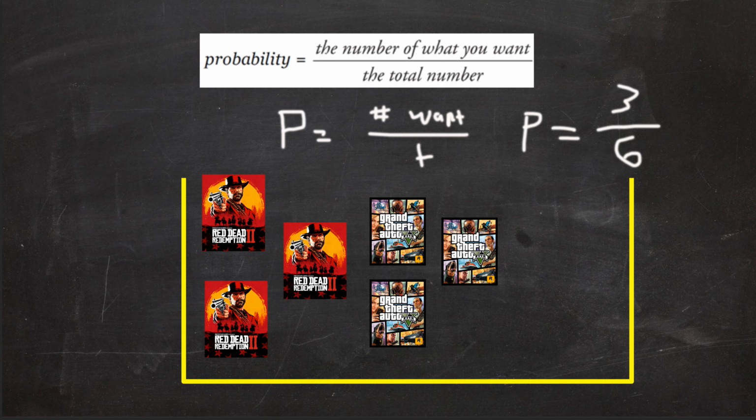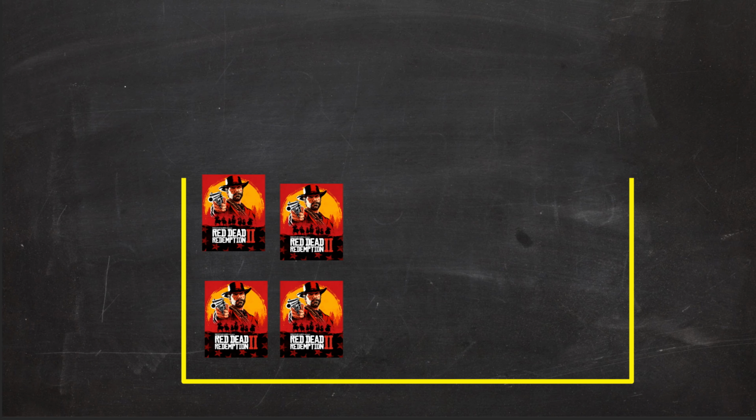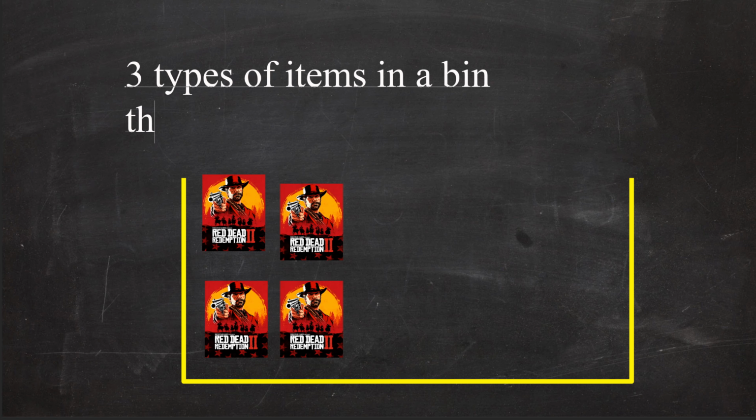Again, probability equals the number of what you want over the total number. A lot of problems will give you some missing information, and they're going to ask you to solve for something in particular. For example, a common problem will set forth that there are 3 types of items, in this particular question, games, in a bin. There are 4 Red Dead Redemption 2 games. The probability of selecting Red Dead Redemption 2 is 1/3.